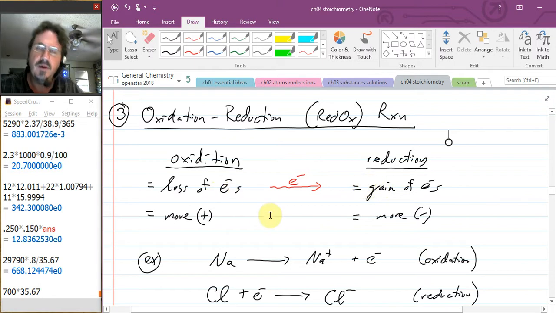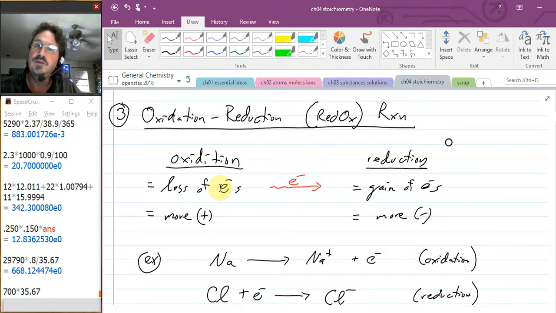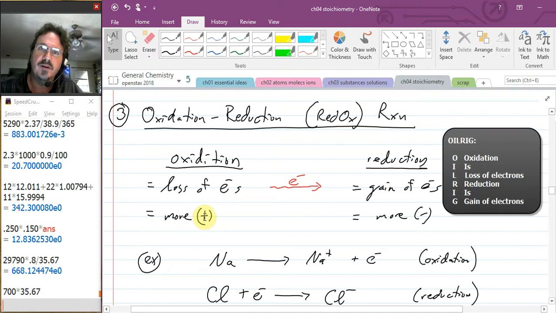So if I have some compound that loses electrons, like say maybe Na, a sodium atom, losing an electron becomes Na+. What's happened to its charge? It's become more positive, right? It's gone from a 0 to a +1. When that happens, that's called an oxidation.